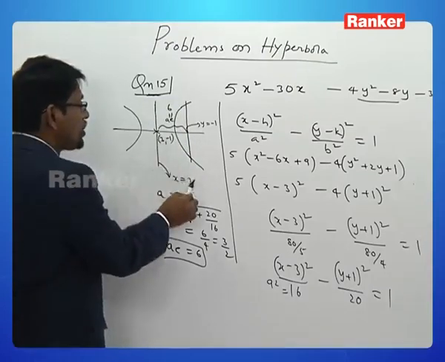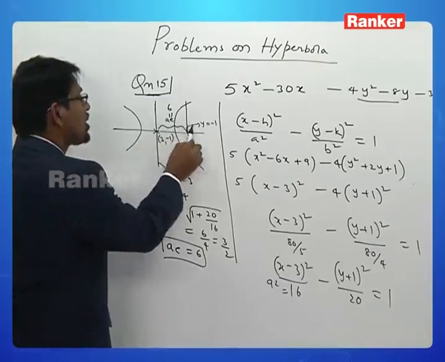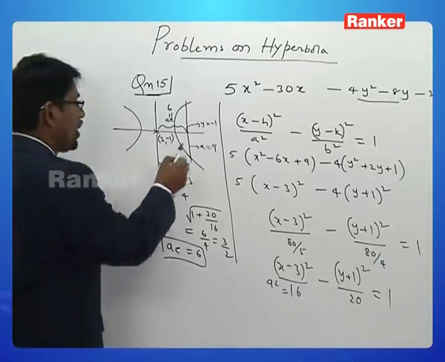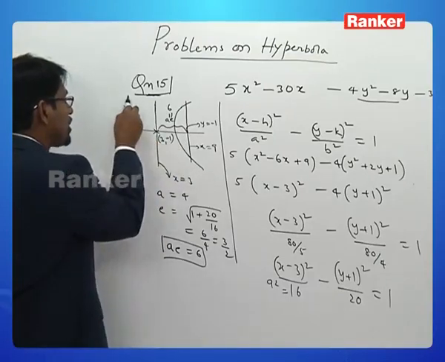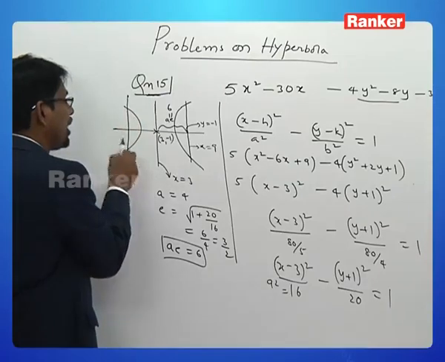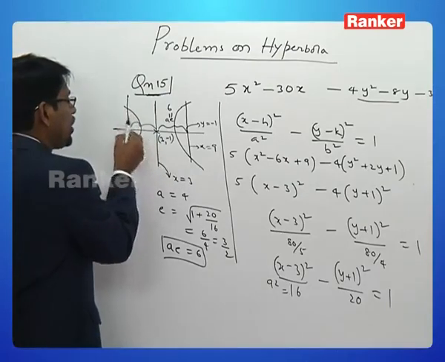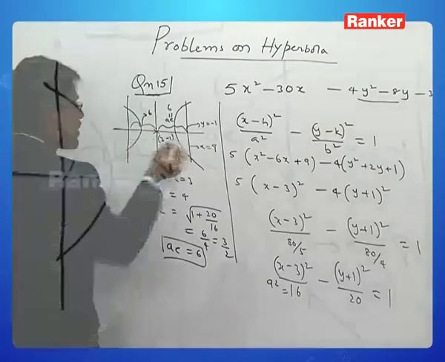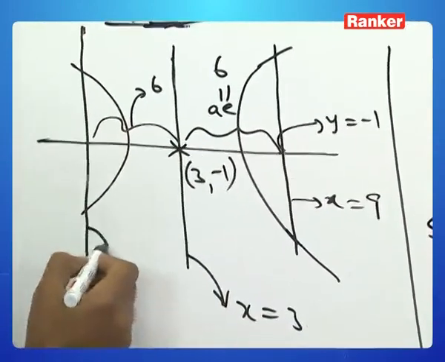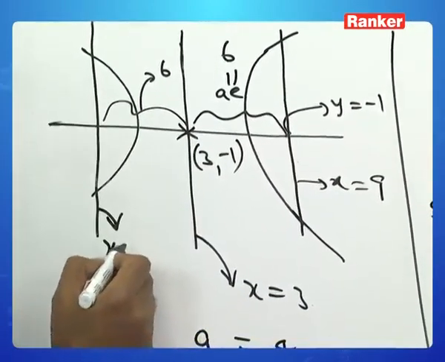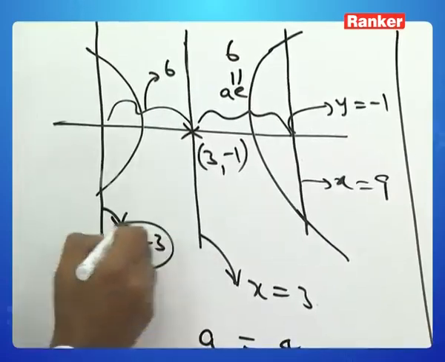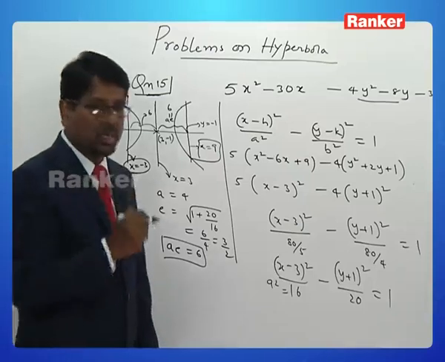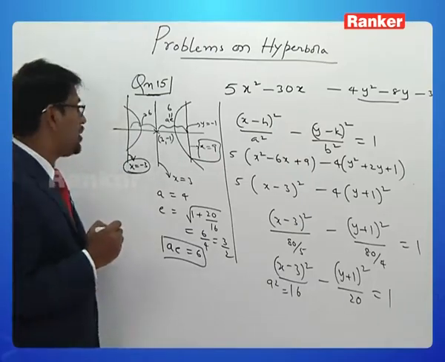This line is x equal to 3. If I move 6 units to the right side, what will be the equation of the line? x equal to 9. Now one more latus rectum I will get by moving ae units this side, another 6 units to the left here. So when I subtract, 3 minus 6, that is going to be x equal to minus 3. So x equal to 9 and x equal to minus 3, these are the two latera recta for this hyperbola.